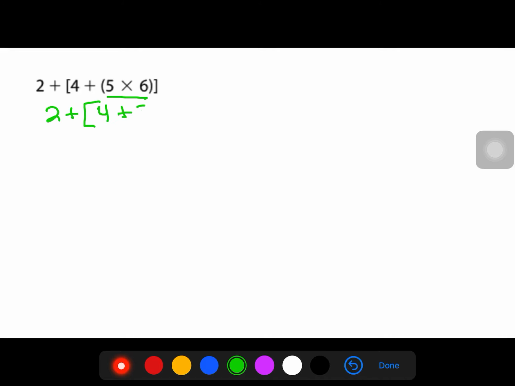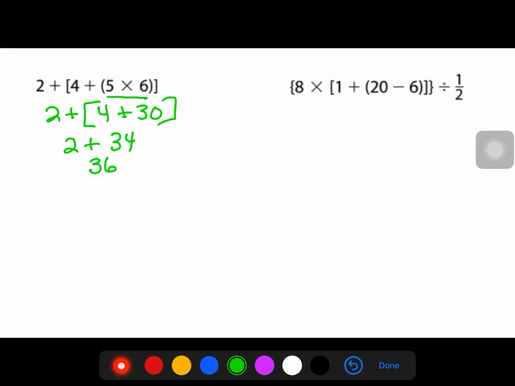Well, hopefully you said, well, wait a minute, this is going to be 4 plus 30. And then it's going to be 2 plus 34. And that's why the correct answer was 36. Look at this next problem. It has not only parentheses and brackets, it has braces. But the same thing's true. You're going to work from the inside, the innermost, outward. Go ahead and solve this one.